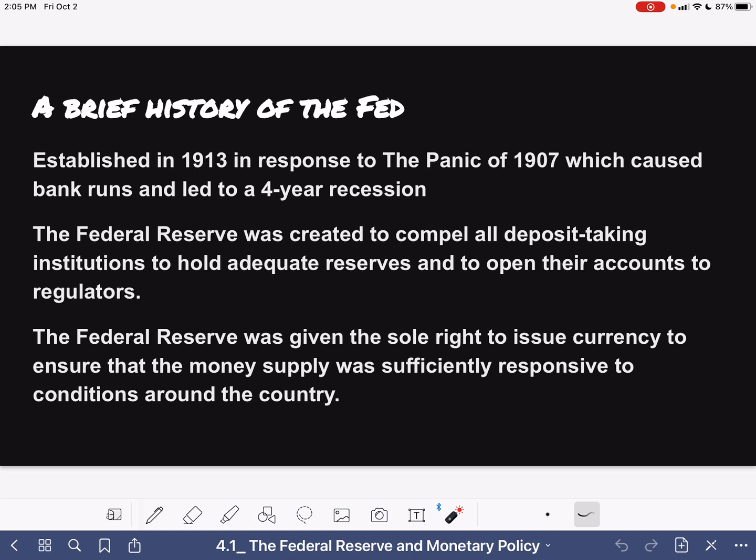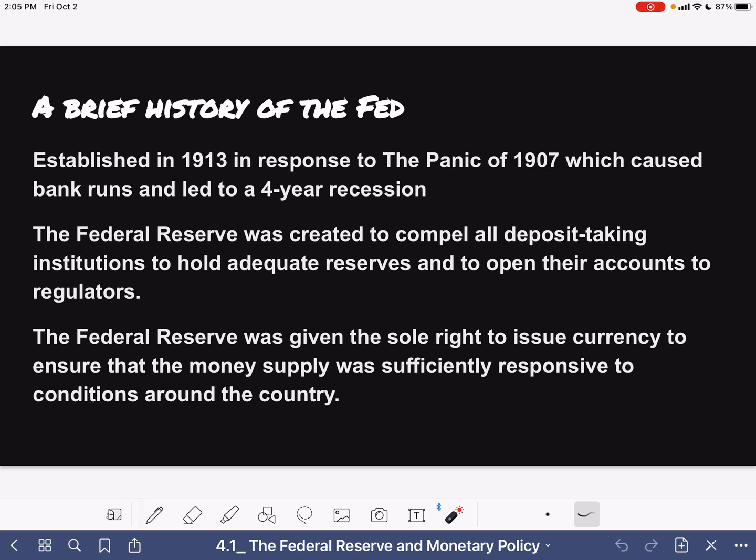So they created the Federal Reserve Bank to compel all deposit-taking institutions. So deposit-taking institutions, those are just banks, to hold adequate reserves and to open their accounts to regulators. So adequate reserves means banks have to hold money in their vault, and then open their accounts to regulators means that the government was going to establish a regulating industry or multiple regulating industries to monitor banks.